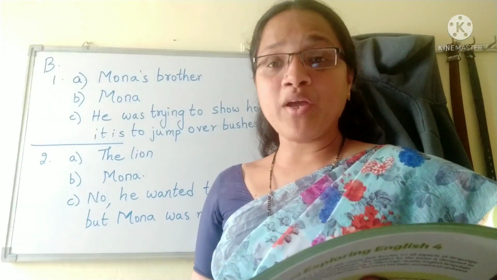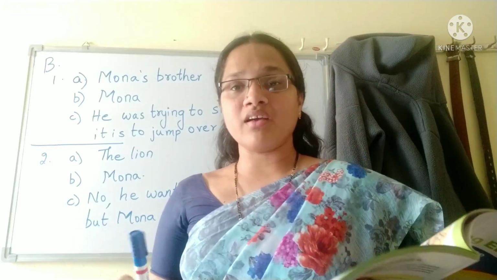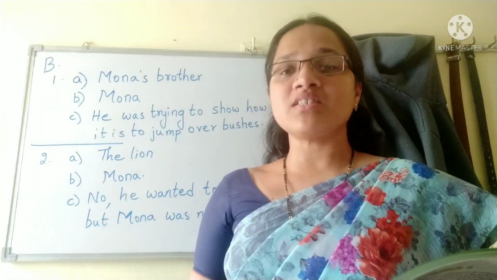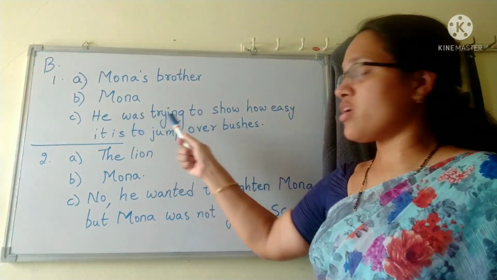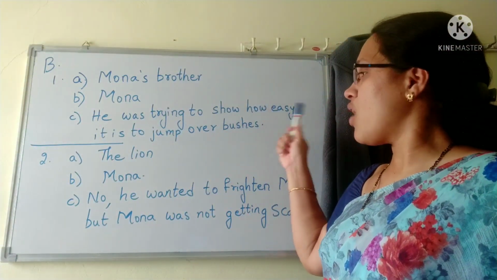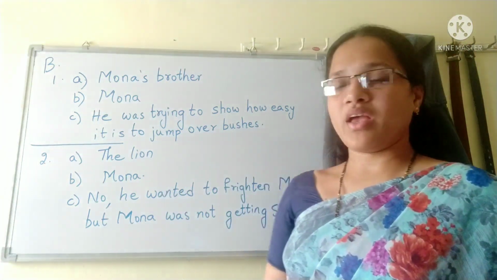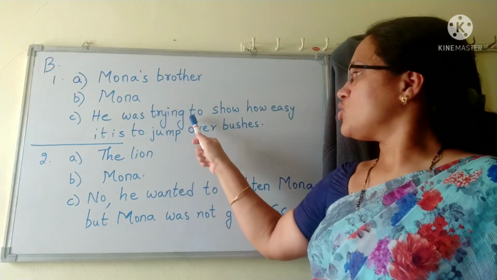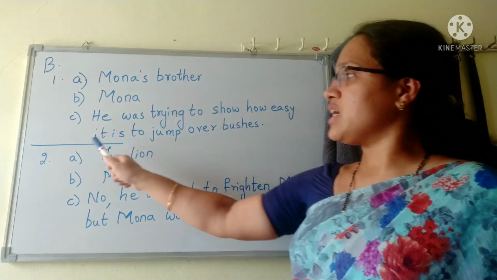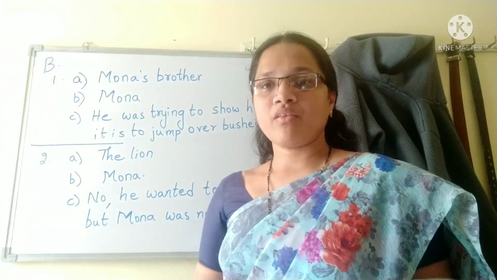Why was he jumping over a bush? So, why is he jumping? He's just showing how easy it is to jump. So, you should frame a sentence and write it here. He was trying to show how easy it is to jump over bushes. Okay. So, I'm repeating it again. He was trying to show how easy it is to jump over bushes. Okay. Yes.